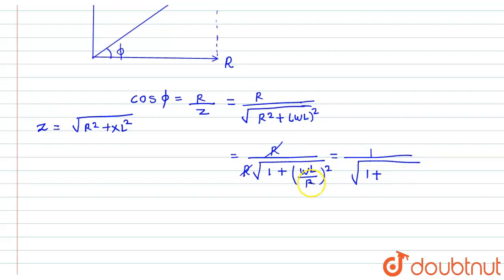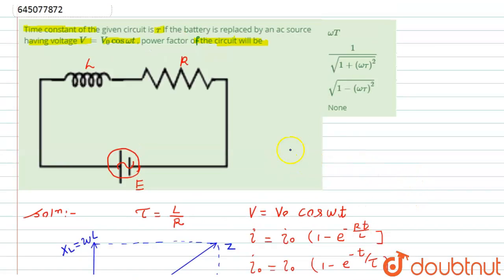Now L upon R is the time constant, which is given by tau. So here we can replace L upon R by tau, bracket square. So the required power factor for the given circuit will be 1 upon under root of 1 plus omega tau, bracket square. According to this, if we check the given options, the second option will be the correct answer for this question. So this is the required solution. I hope you understand. Thank you.